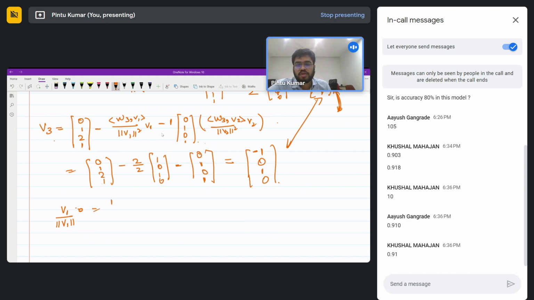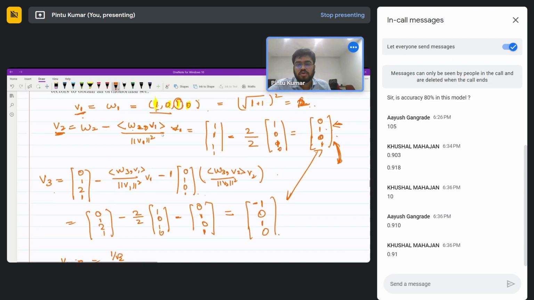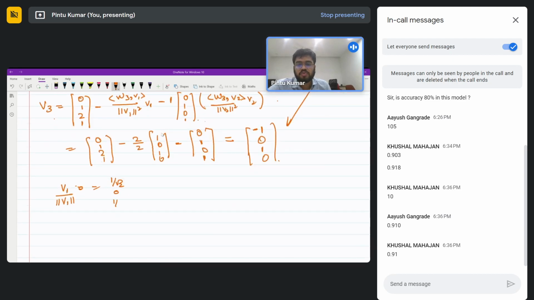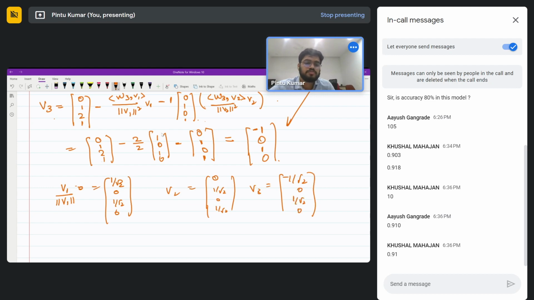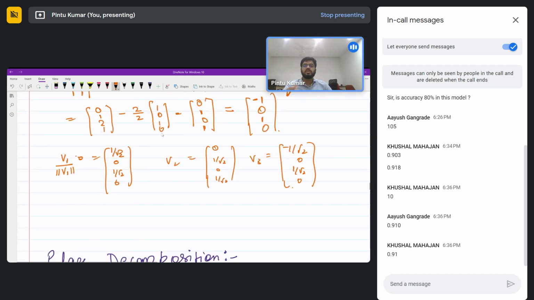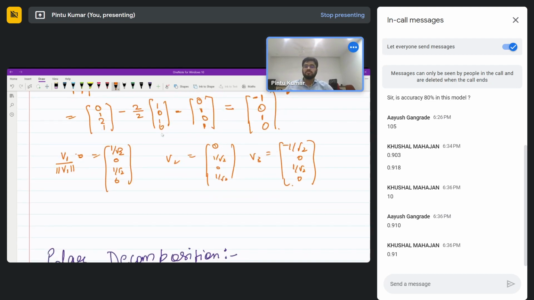So you can just obtain 1 by √2, 0, 1 by √2, 0. Similarly for V2, you can have 0, 1 by √2, 0, 1 by √2. And for V3, you can have minus 1 by √2, 0, 1 by √2, 0. Right. So, any doubt in this Gram-Schmidt process?